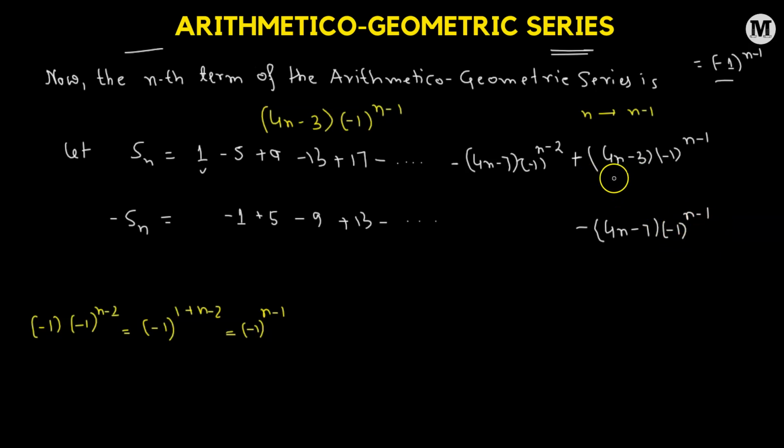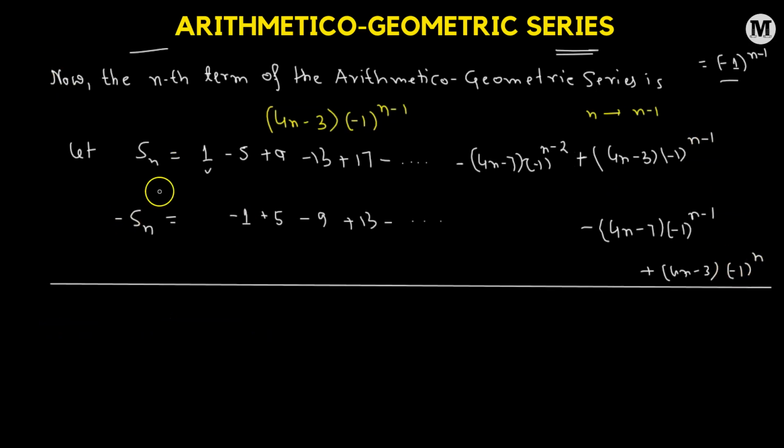Then, coming to the last term of Sn, we're going to multiply it by negative 1. We're going to keep this sign intact, keeping it as positive 4n minus 3. But we're going to multiply that negative 1 with negative 1 raised to the power of n minus 1. And that's simply going to give us negative 1 raised to the power of n.